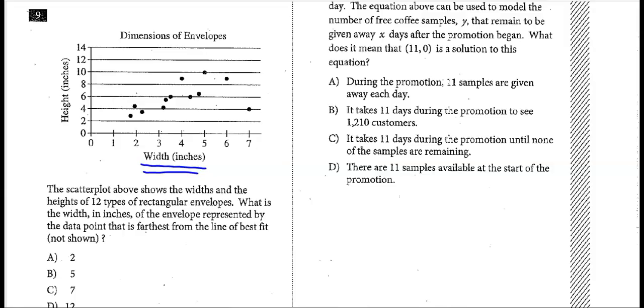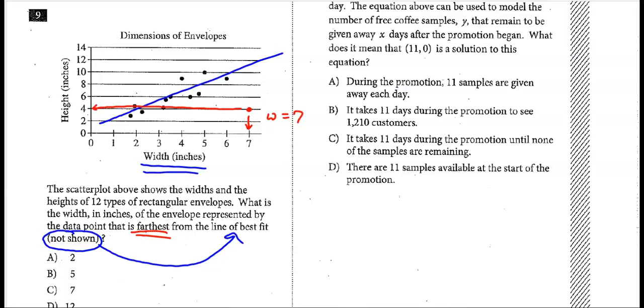I was a little confused the first time I read this, but when they say not shown, they're referring to the line of best fit. So the line of best fit's the one that kind of goes through roughly where the dots go. So maybe something like that would be a good line of best fit that tried to hit most of the dots. And the point that I noticed that is the furthest from the line of best fit is this one right here. And he represents a width of 7, and a height of 4. But they want to know what is the width. So the correct answer here is 7, C.